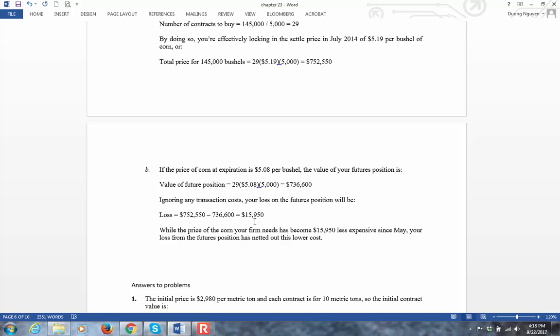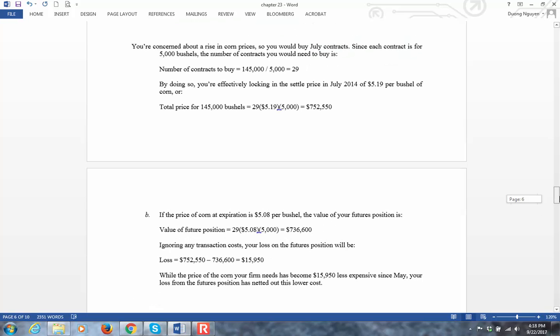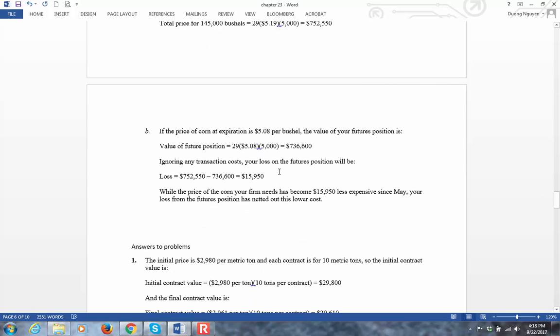You may be wondering why we need to buy the futures. The reason is, yes, you have a loss on the futures here, but because the price in the market goes down, when you buy corn in the market, you buy at a lower price. So whatever loss you have in the futures market can be offset by the gain in the physical corn market when you buy corn at a less expensive price.